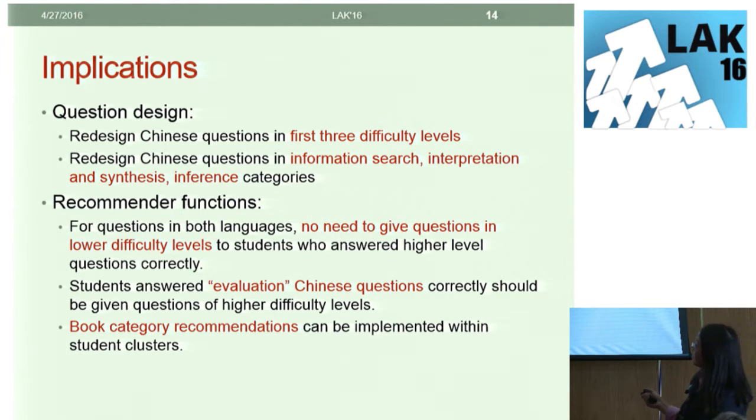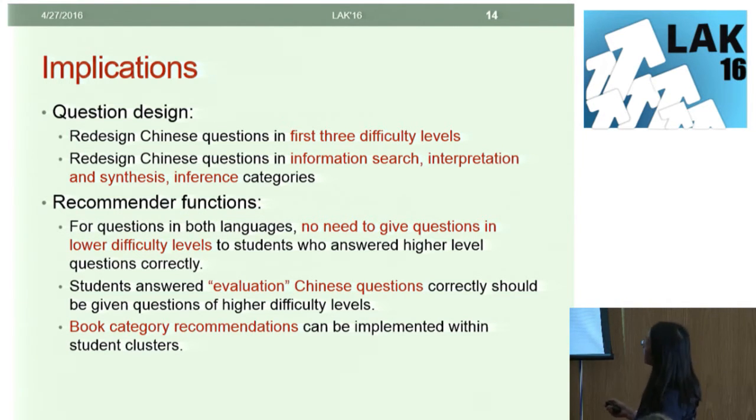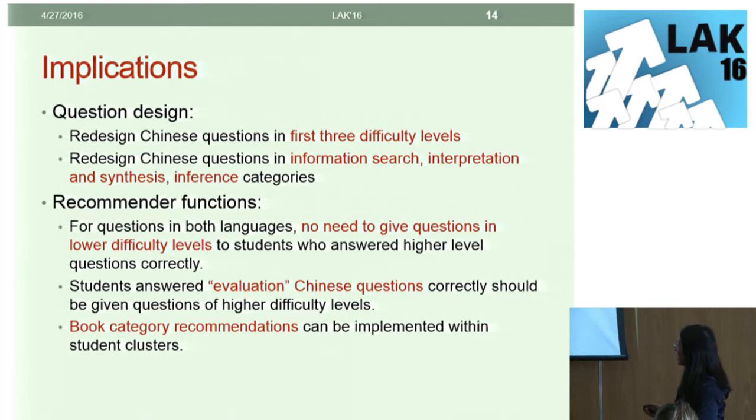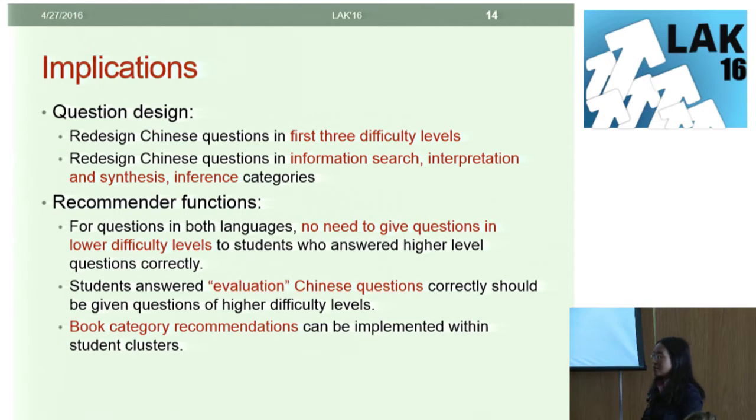So, a recap of what we talked about so far, the implications of this analysis to the design of the system. We need to redesign some Chinese questions for the three difficulty levels and the three categories we just talked about. Then for recommender functions, we know that for both languages, we do not need to give questions in a lower difficulty level if the students have answered the higher difficulty level correctly. And also, if the students answer evaluation Chinese questions correctly, then the other types will be easy, and so we need to boost up the students' difficulty level. And for book category recommendation, we can directly use the rules we mined.